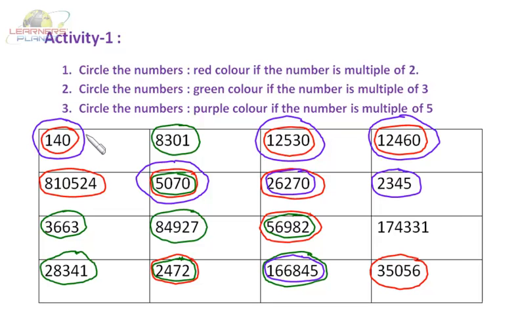And the numbers which are circled in red and purple both, these are multiples of 2 and 5 both. Okay, and the numbers which are circled in red and green are multiples of 2 and 3 both. And the numbers which are circled in green, red and purple are multiples of 2, 3 and 5, all of them as well. Okay, so it was a very interesting activity. You can do this sort of activity. Just take the printout of the worksheet which is given in the worksheet section and do the questions. Okay, now let's take the next activity.